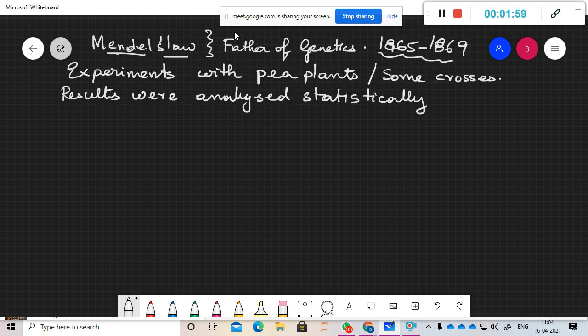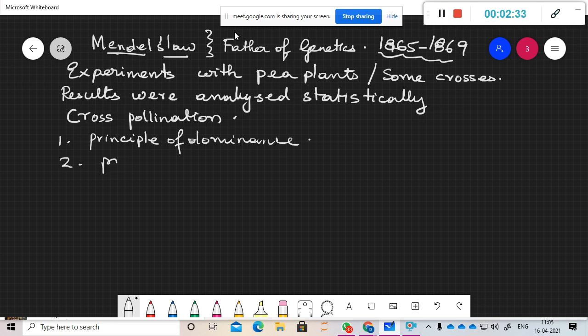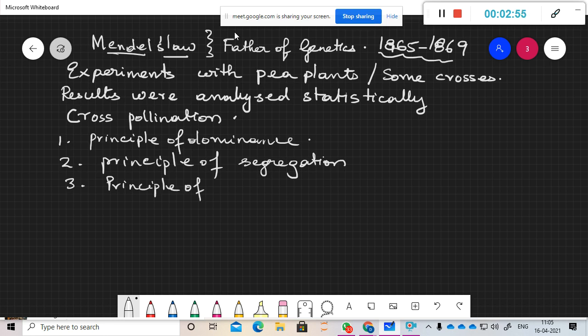So what he did was he used a technique known as cross pollination. And on the basis of these experiments, he gave three laws. The first is known as the principle of dominance. The second is known as the principle of segregation. And the third is known as the principle of independent assortment.